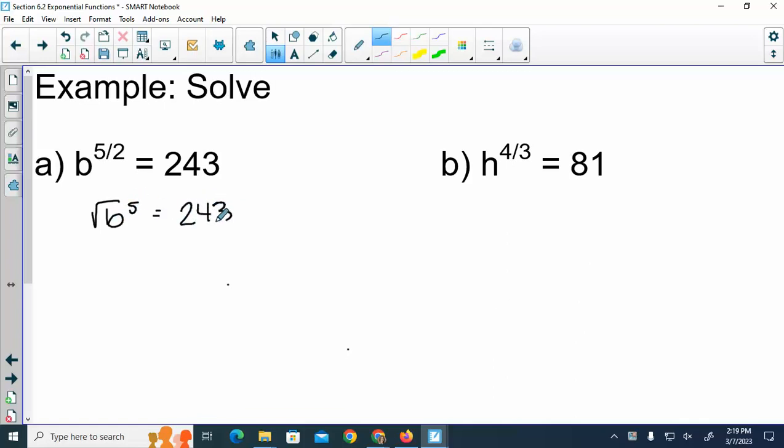Okay, so we have to get rid of the fifth power and the square root, and you can do that in either order. So what do you want to do first? Square root. Okay, how do you get rid of the square root? Square it. Okay, so then I have b to the fifth equals, what is 243 squared? It is a really large number. 59,000. All right, now what do we do?